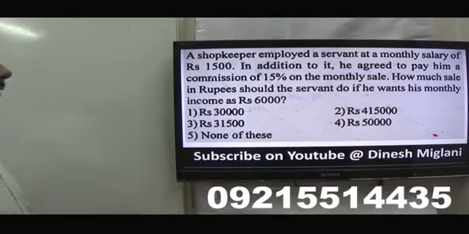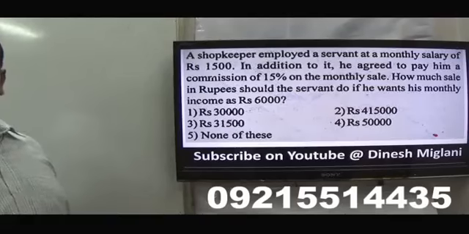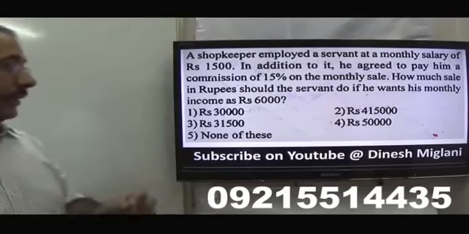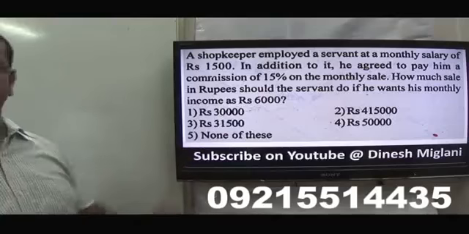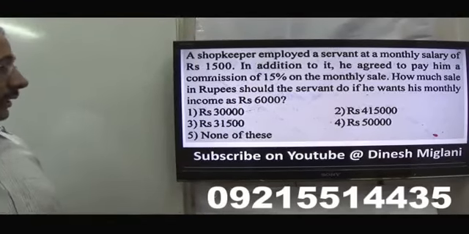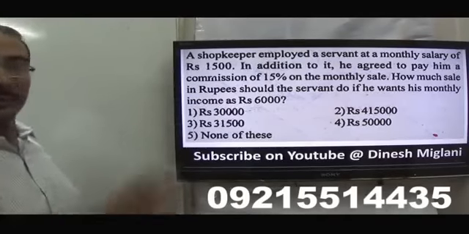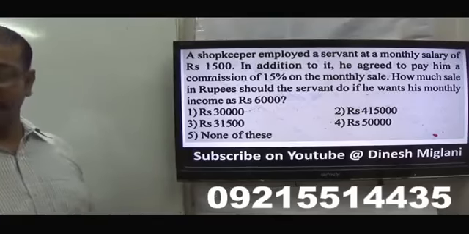What is given is that a shopkeeper employed a servant at a monthly salary of rupees 1500. In addition to it, he agreed to pay him a commission of 15% on the monthly sale. How much in rupees should the servant sell if he wants his monthly income to be 6000? 1500 is fixed. 6000 means how much more he requires? 4500. And that 4500 is 15% of the sale. It means my sale must be 30,000. If my sale is 30,000, 15% is 4,500 and total is 6,000. Hence my answer is option 1.